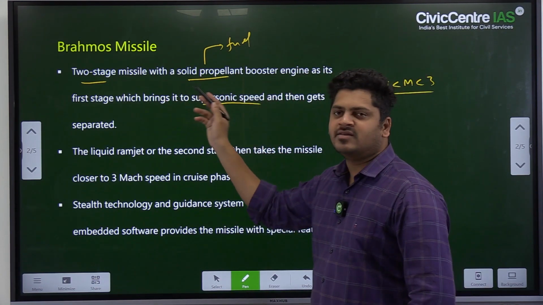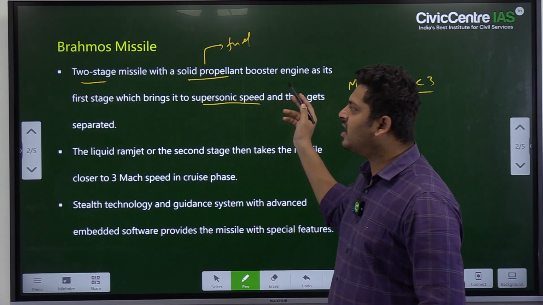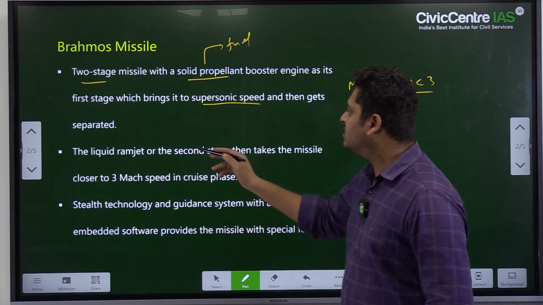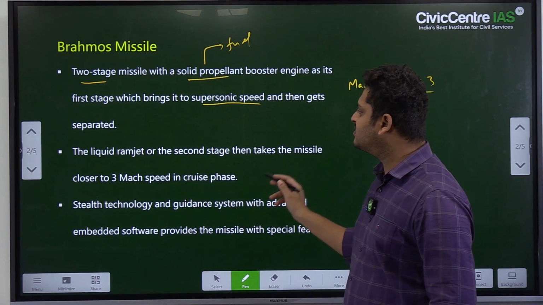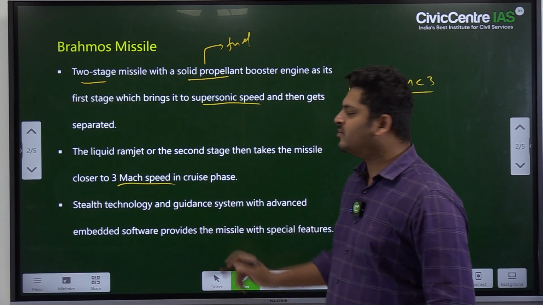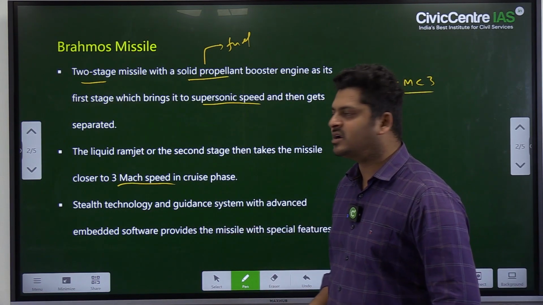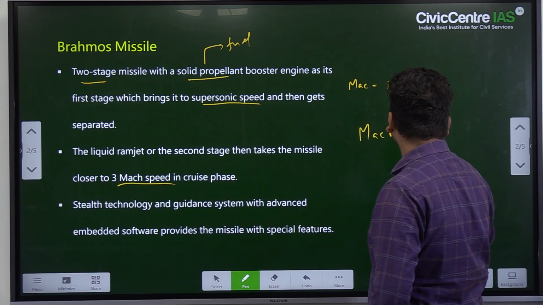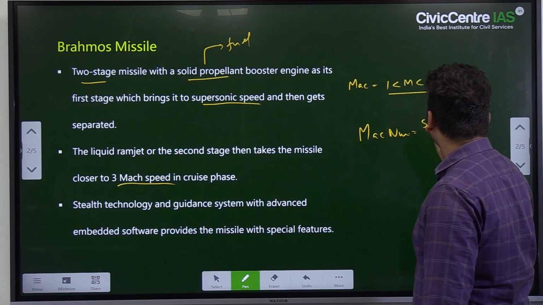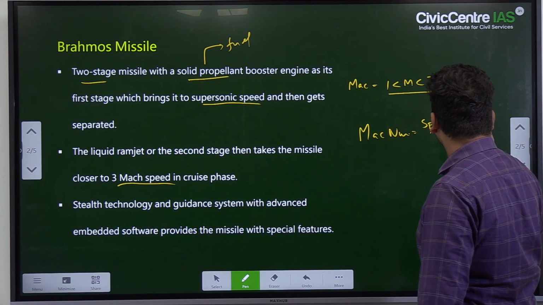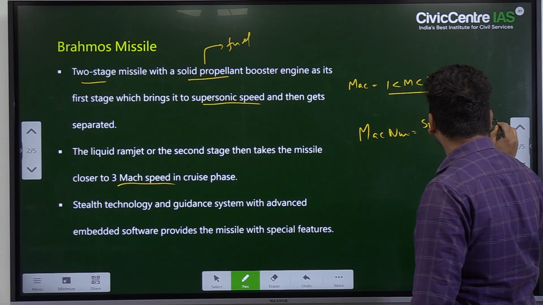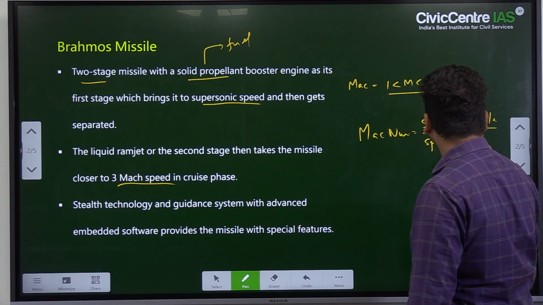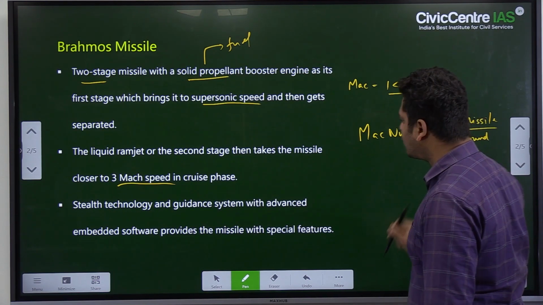So this is a two-stage missile with a solid propellant booster engine as its first stage, which brings it to the supersonic speed and then gets separated. The liquid ramjet or the second stage then takes the missile closer to Mach speed 3. Mach speed 3 means it's hypersonic speed, right? So basically Mach number is nothing but the speed of the missile divided by the speed of sound. So this is how you get the Mach number, right?